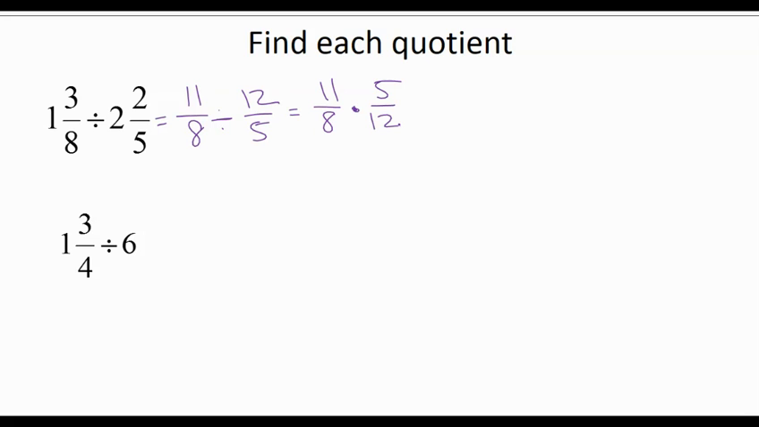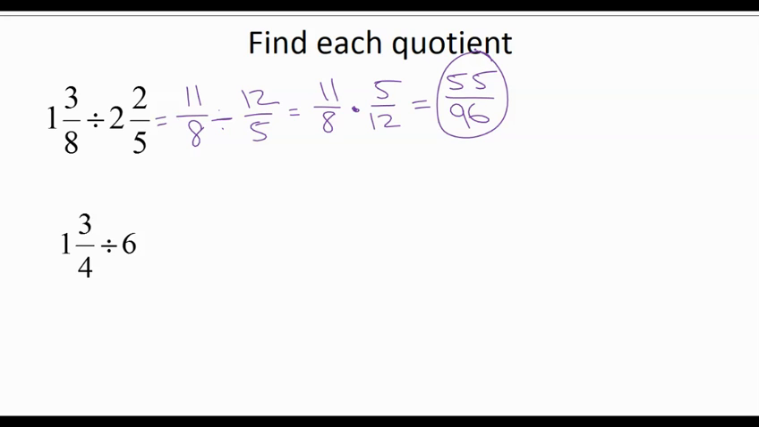I'm going to look and see if I can simplify because these are pretty big numbers. But I don't see anything, so I'm just going to multiply. 11 times 5 is 55. 8 times 12 is 96. They cannot simplify because the only thing that goes into 55 is 5 or 11, and I know they don't go into 96. So that's my answer, 55/96.